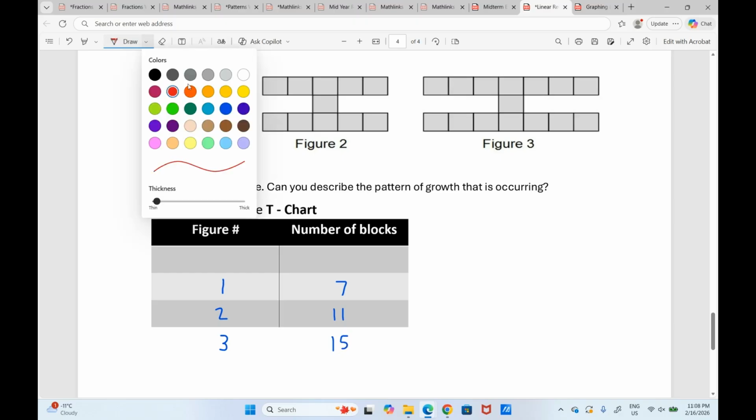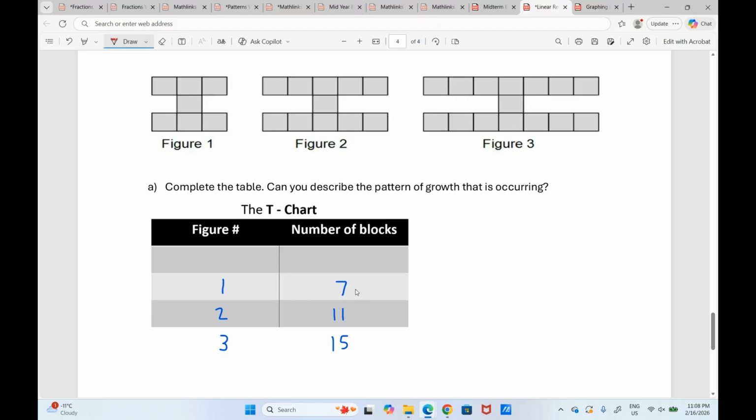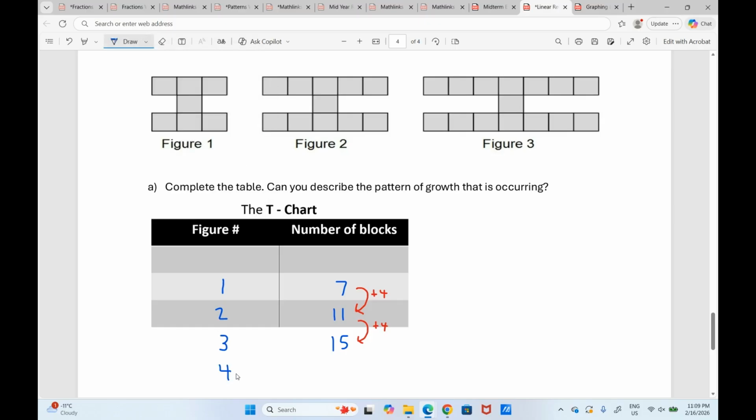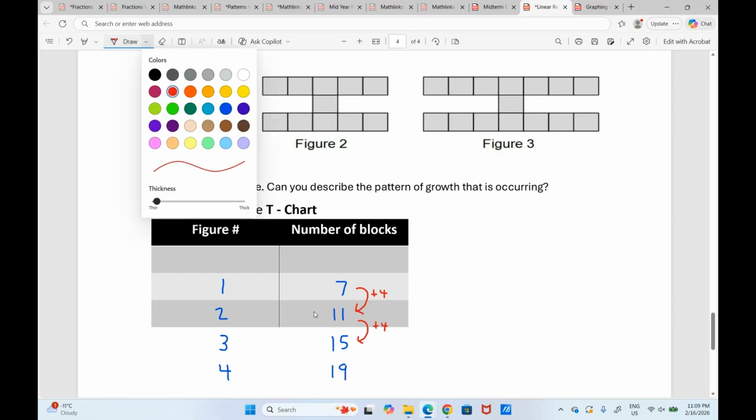Okay, so it looks like there is a pattern forming here. It looks like as my figure number increases, I'm adding 4 extra blocks. You can see that here as well. Looking at figure 1, we added an extra 4 blocks when we get to figure 2. And looking at figure 2, we added an extra 4 blocks for it to become figure 3. So that means for figure 4, we would add an extra 4 blocks as well. So if we were to have figure 4 here, my number of blocks would be 19 because I'm adding an additional 4.